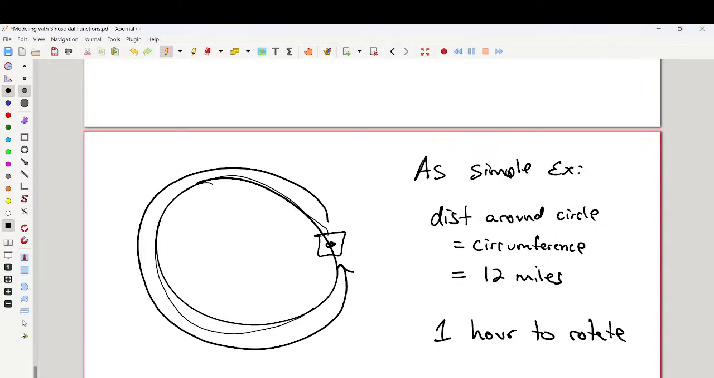And if you start here and end here in an hour, what's the speed? What's the linear speed we call that? It would be 12 miles per hour, because that's how long it would take from here to here on that line. So bottom line is this: we need the circumference and we divide it by the time it takes to go around.